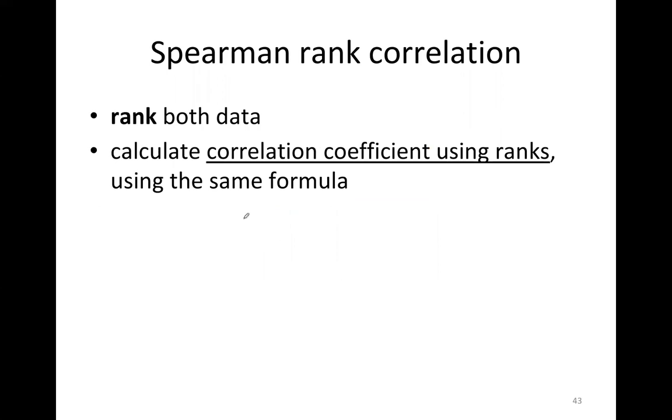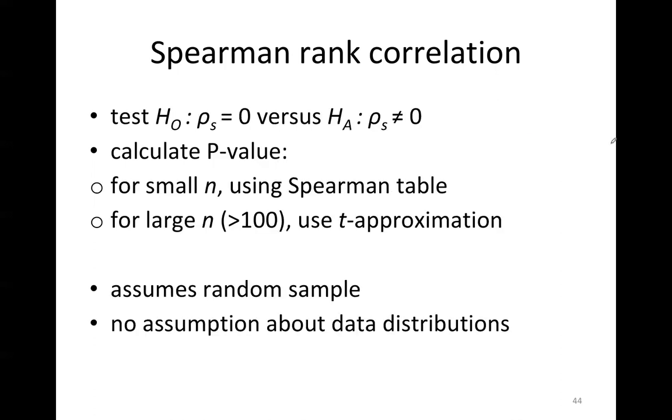Spearman rank correlation is, I think, our one before last topic. This is an approach where we rank both data. So we have x and y, two variables, right? We rank both of them, and the values of x and y are ranked independently. Then we calculate the correlation coefficient. We apply the same procedure, but using ranks instead of the original data. The null hypothesis, again, is that rho is 0. Here, rho s indicates it's the Spearman correlation coefficient.